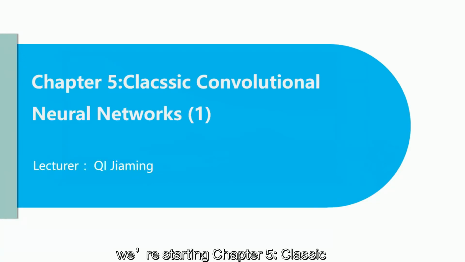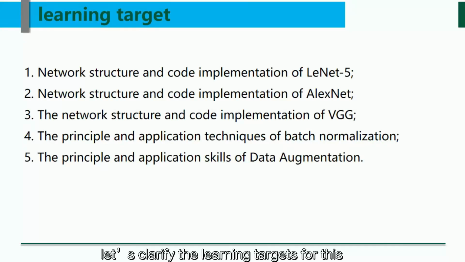Today, we're starting Chapter 5, Classic Convolutional Neural Networks 1. First, let's clarify the learning targets for this chapter. By the end, you'll master 5 key points.